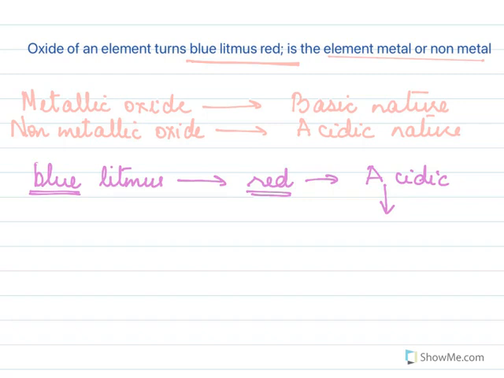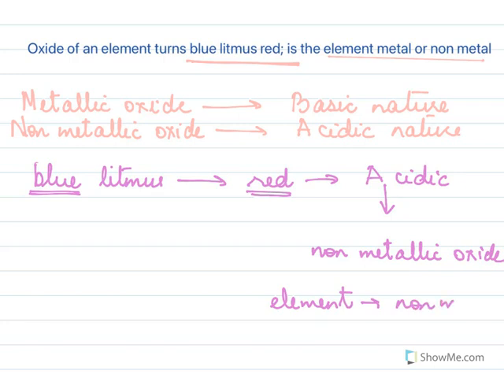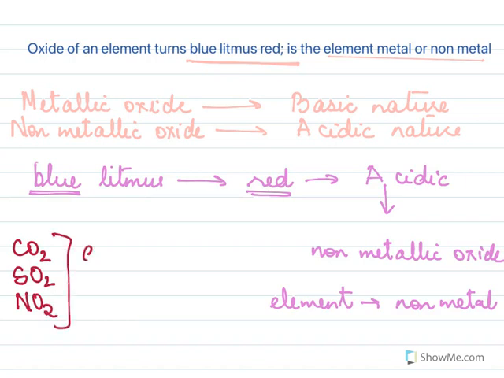Now if it is acidic in nature, we see non-metallic oxides are acidic in nature. So this is a non-metallic oxide. So the element must be a non-metal. Examples of such could be carbon dioxide, sulfur dioxide, nitrogen dioxide. These are all acidic in nature because they are non-metallic oxides.